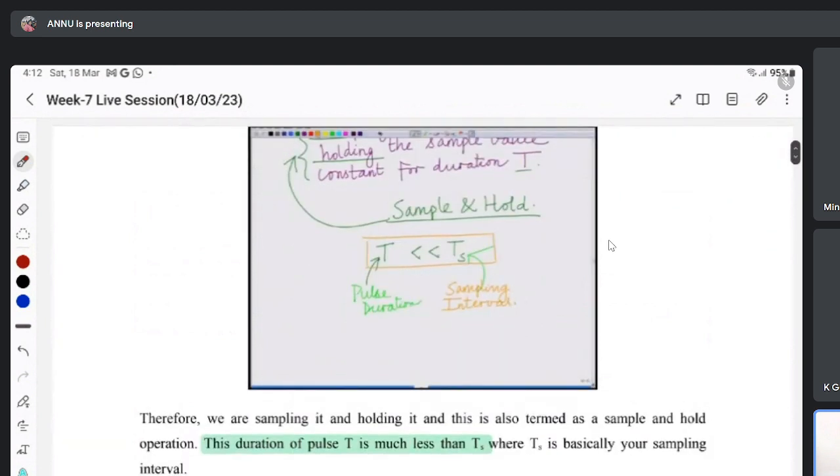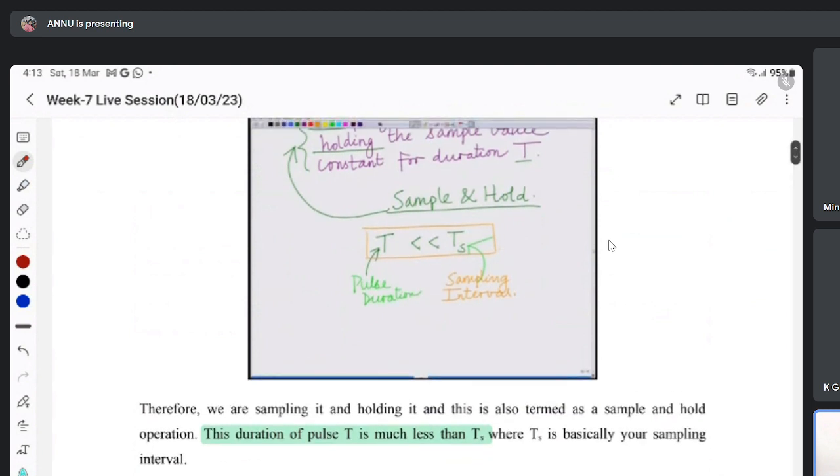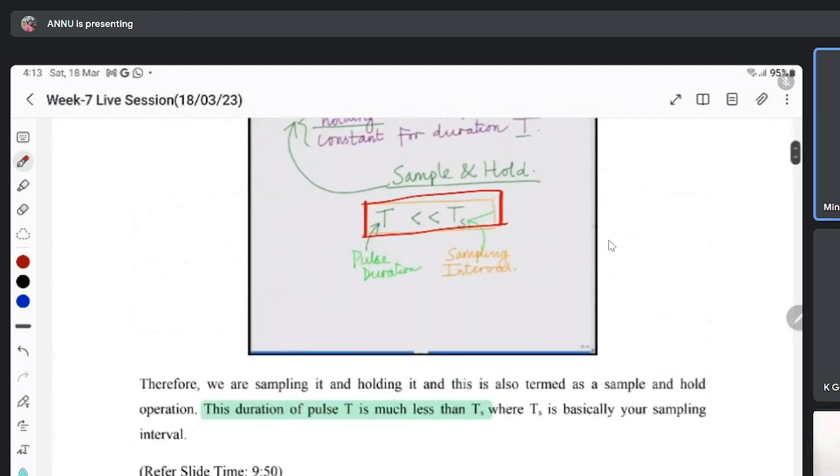What if it is not less than or equal to Ts? What will happen? Ma'am, we won't get that many samples of this message signal if the pulse duration is too much. For example, this one is t.